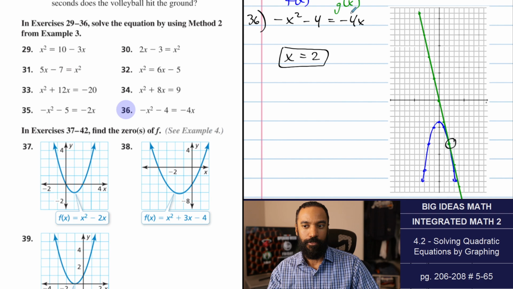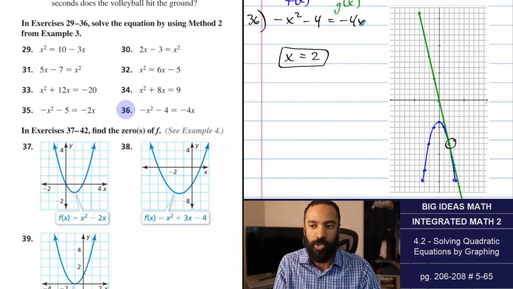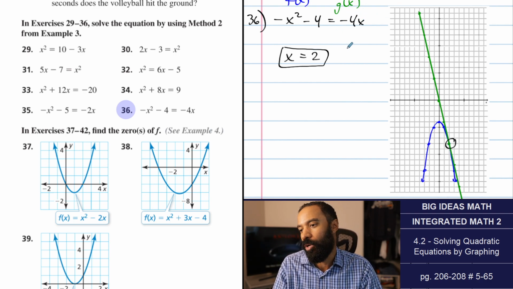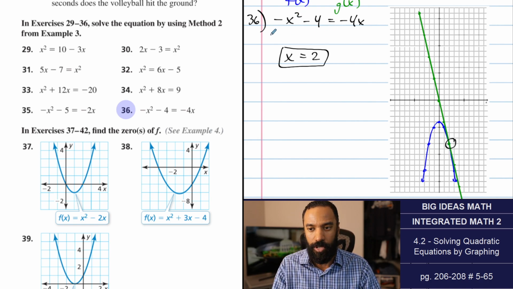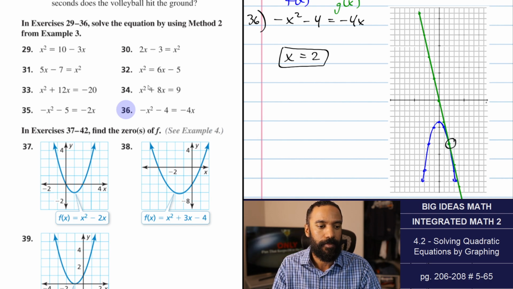You can imagine that if you move x's over and stuff like that, you'll have a perfect square trinomial that factors to one real root. This would be the equivalent of having the vertex on the x-axis if this was written set equal to 0. And that's the one and only answer.